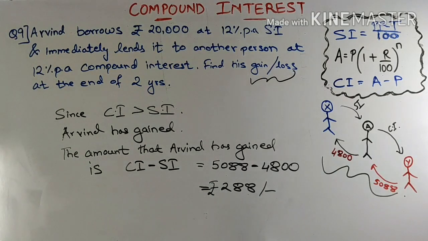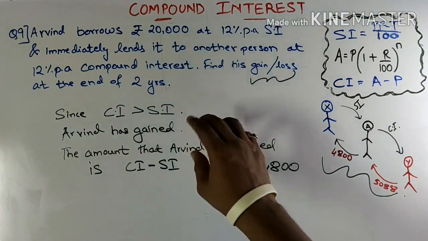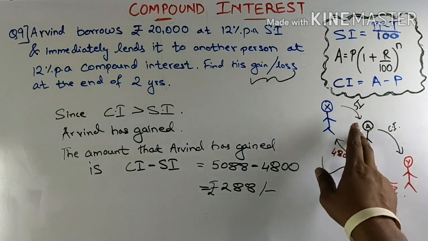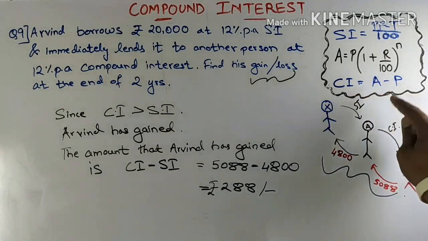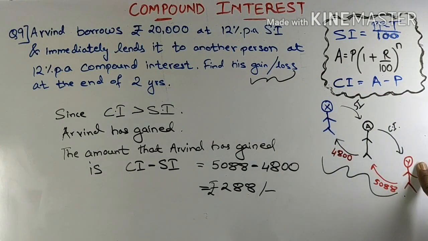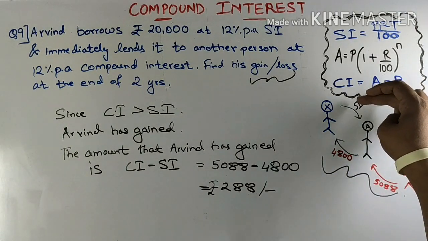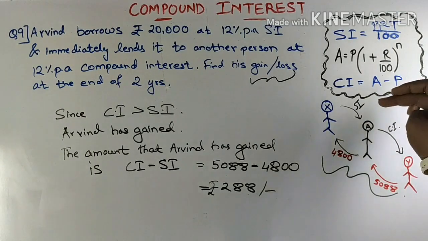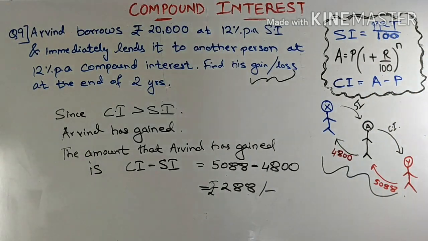So in this transaction, or you may say a smart move by Arvind and his knowledge of math, he earned rupees 288 on this simple transaction where he borrowed money at simple interest. The same money he lent to another person at compound interest with the same rate of interest and tenure as well as the same principal. He made a profit of 288.